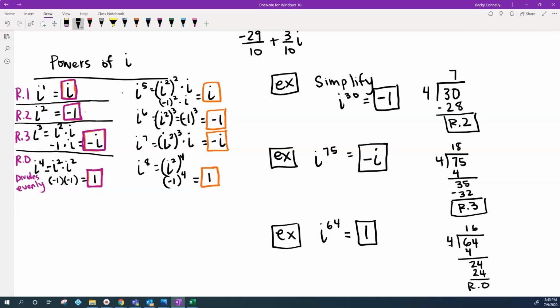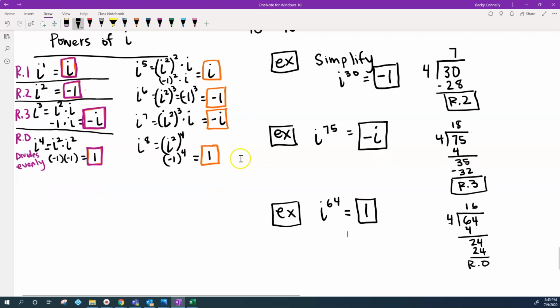Okay, so this is just another way that you can look at it, where you're just doing this division. The other way is that you can write these as many powers of 2 as you can, because we know that i squared does equal -1. And so that's why we could write them out this way. But either way is great. Whatever way works better for you, that's what I always want you to use.